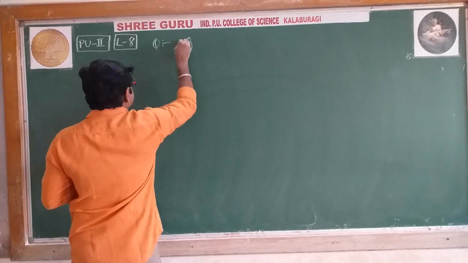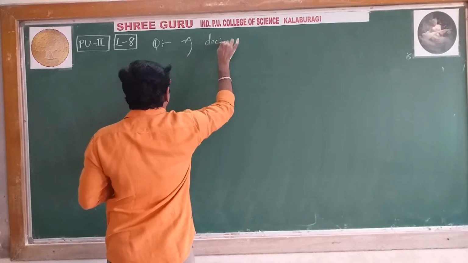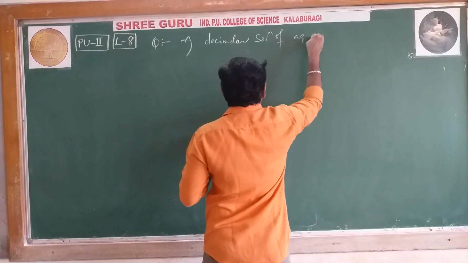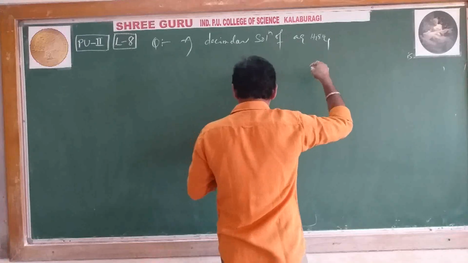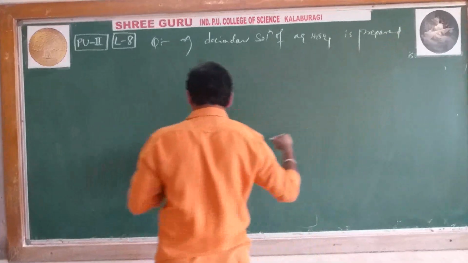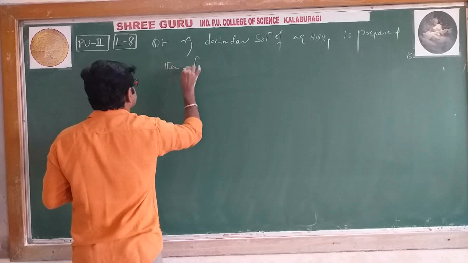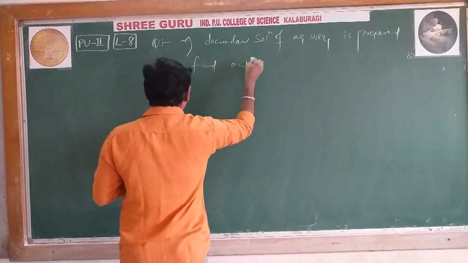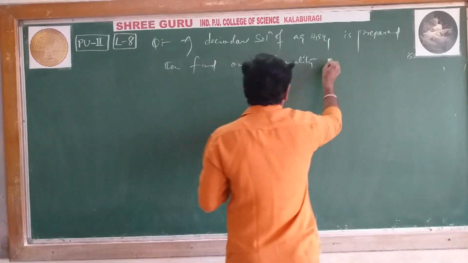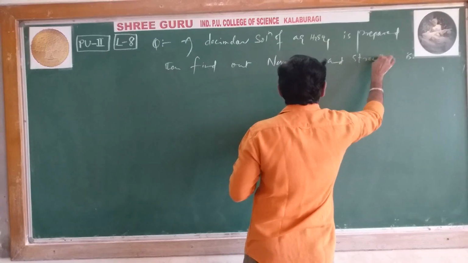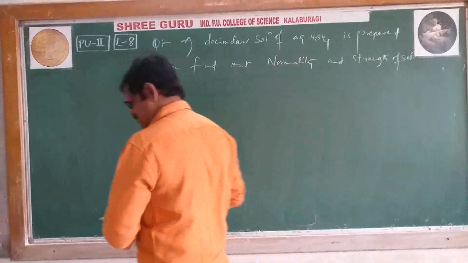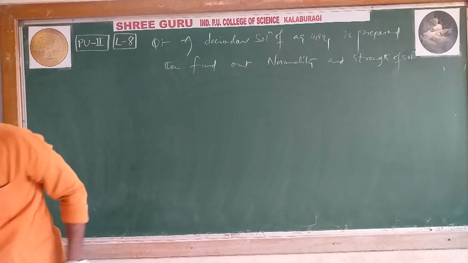A decimolar solution of aqueous H2SO4 is prepared. Then find out the normality and strength of the solution. That is the question. The question is asking for the normality and strength.